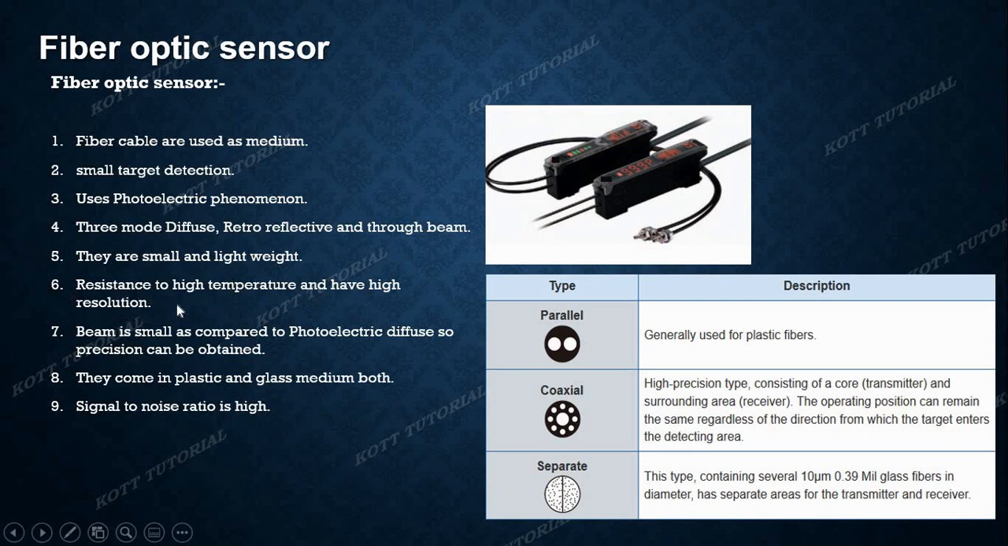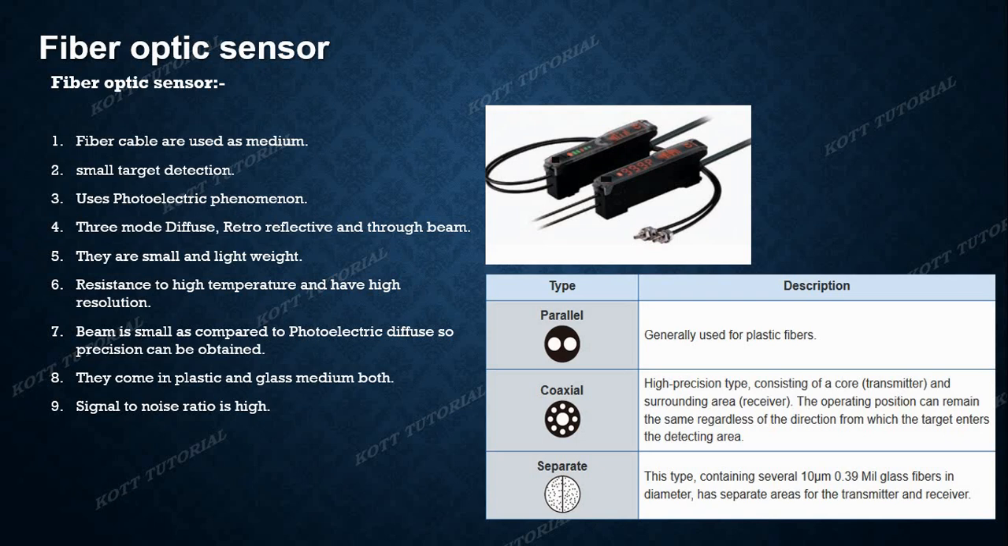Resistance to high temperature and high resolution. Yes, this type of sensor can be used in a harsh environment. The beam is small as compared to a photoelectric sensor, so precision can be obtained. So if you have a small product, that small product can also be detected successfully by using a fiber optic sensor.